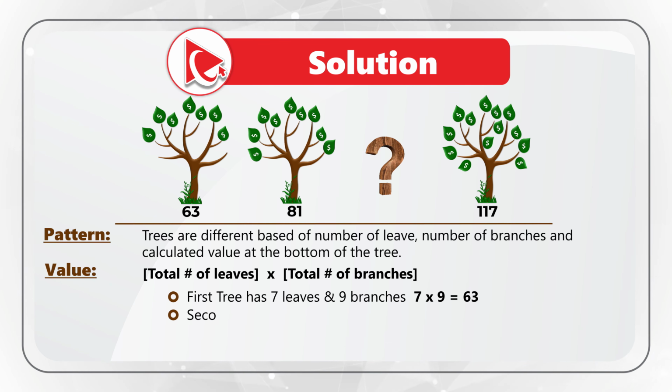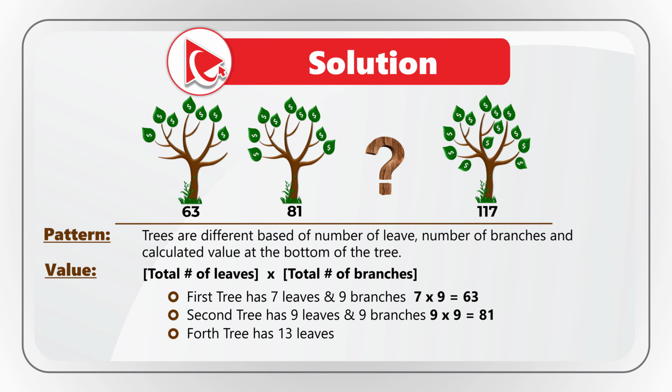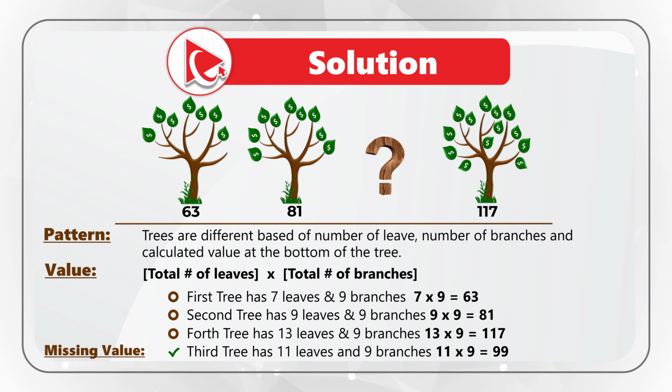The second tree has 9 leaves and 9 branches, and 9 multiplied by 9 equals 81. The third tree is missing, but the fourth tree has 13 leaves and 9 branches, and 13 multiplied by 9 equals 117. So to calculate the missing value on the third tree, you need to multiply 11 leaves by 9 branches, and 11 multiplied by 9 equals 99.